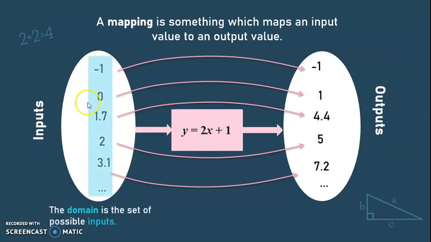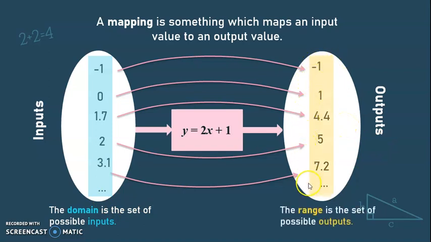So the set of all of these possible inputs, we call that as domain. And then the set of all of these outputs, we call it range. Okay, so in this case, this is the domain and this is the range for this function.